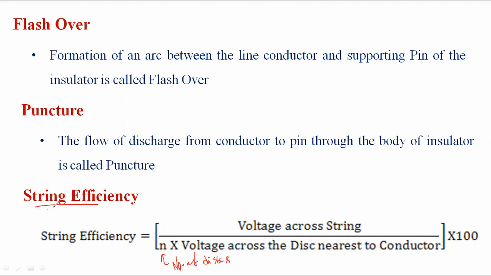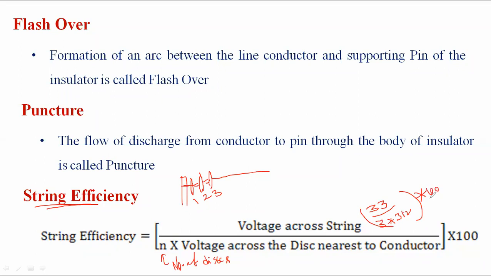This string efficiency we can calculate in the suspension type or disc type insulator. For example, this is the supporting structure. We can connect n number of discs in series. Say three discs are connected in series. The voltage across the whole string is 33 kV, so the string efficiency is 33 kV divided by n, the number of discs connected in series, which is three, into the voltage across the disc nearest to the conductor. Indeed, all the discs are not maintained at the same voltage. Nearer to the conductor side the voltage is maximum, and going toward the cross arm side the voltage is minimum. For example, the operating voltage is 31.2 volt, into 100. This is the string efficiency.